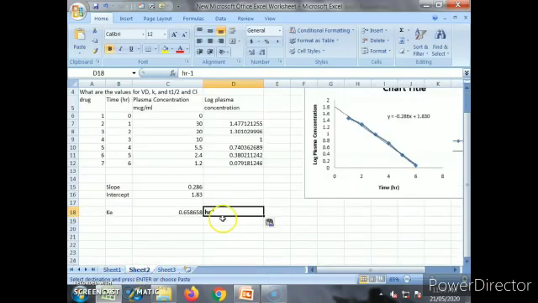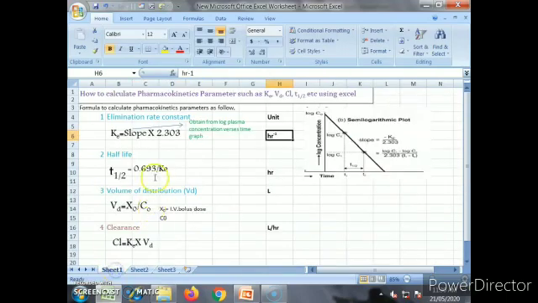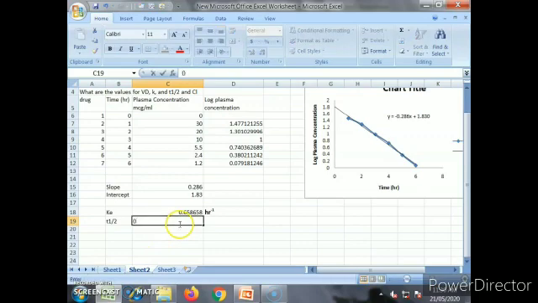So we will write here the unit. Then next we will remove the t half. The formula to remove the t half is 0.693 divided by k. So equal to 0.693 divided by Ke, enter. So you will get this t half as 1.05, and the unit for this t half is the hour.